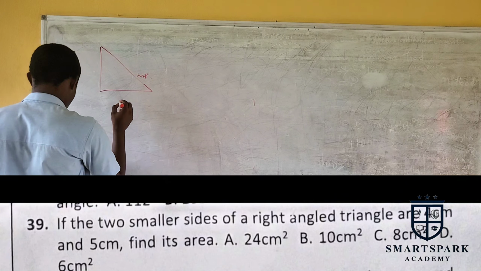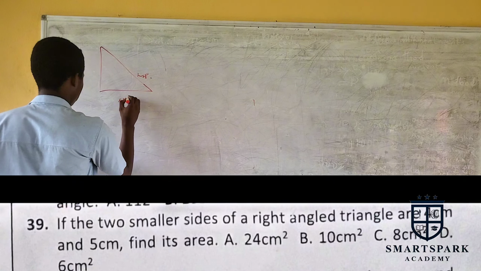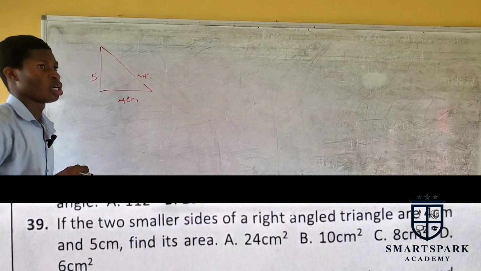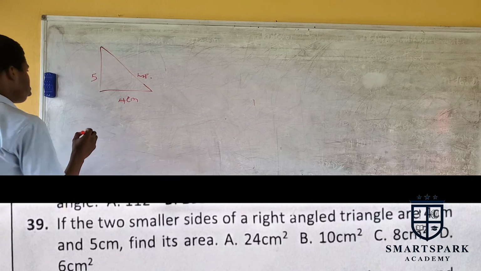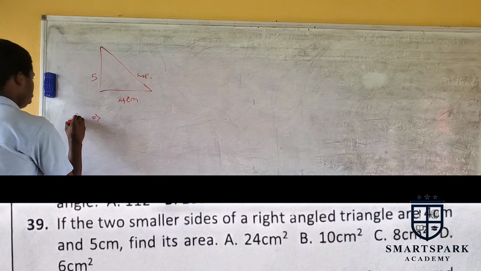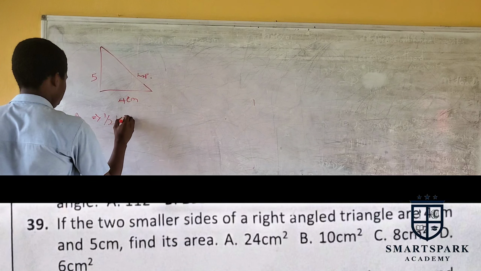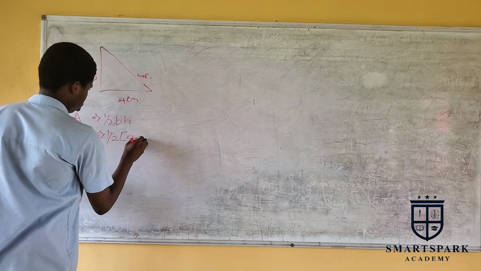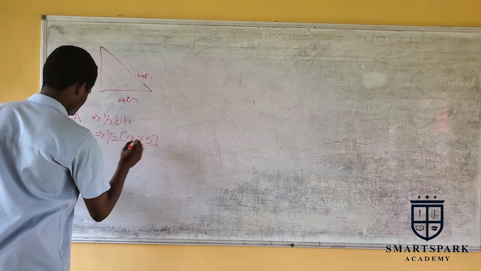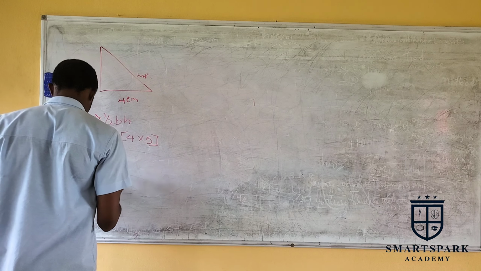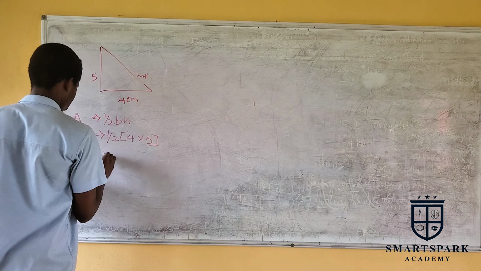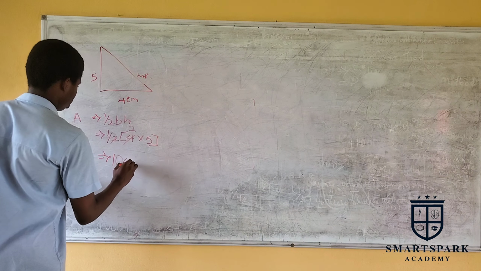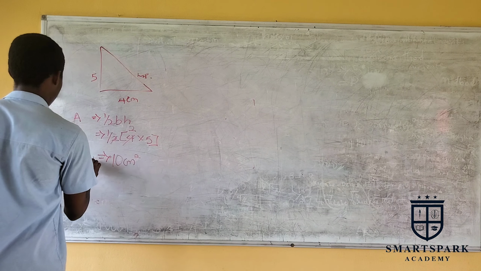So now this is 4 centimeters and 5. So we should find the area. The area of the right angle triangle is half base times height. So now area A is going to be half base times height, which translates to 1 over 2 times 4 times 5. 2 going into this 2, which translates to 10 centimeters squared, which is the area of the right angle triangle.